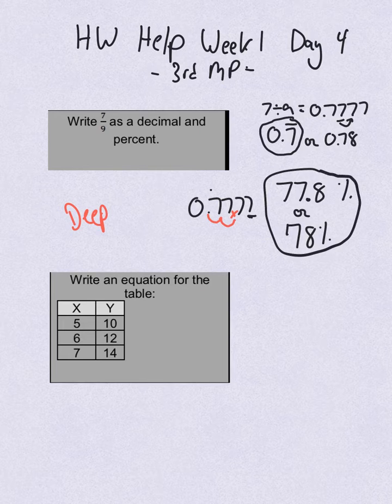So be careful with your rounding if you have repeaters, and I have the two answers circled. That would be preferred. All right, let's go down to your equation.